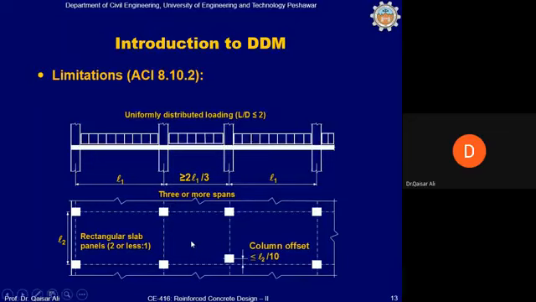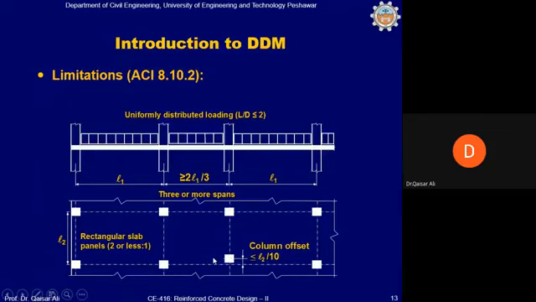Okay. Then the panel must be rectangular or square. Okay, and the ratio of long to short side shall not be more than 2. The ratio shall be 2 or less. Okay, the ratio of long to short side shall be 2 or less, which will make this behave like a two-way slab. Okay, that the bending moment along both directions will be there, and both shall be calculated.